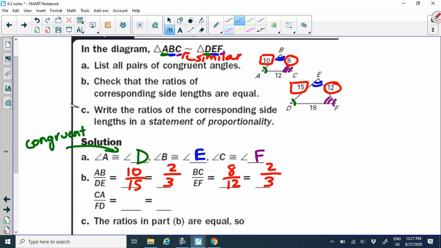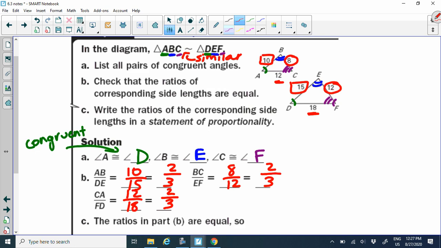Okay, we're doing so good so far. And our last one is CA, and then FD. So we got 12 over 18. And once again, if you look at the letters, we go C, and then A, and then F and D. So what number goes into 12 and 18? That's going to be your 6. So 12 divided by 6 is 2, and 6 goes into 18 3 times.